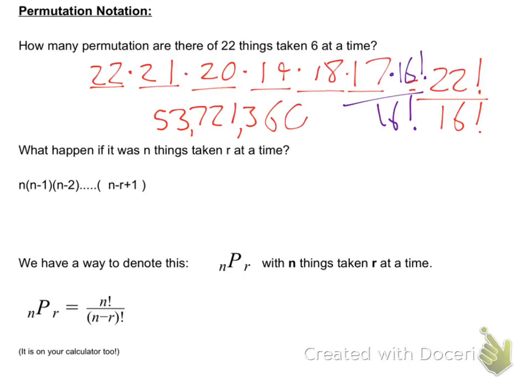So, we're going to have this thing called permutation notation. And permutation notation looks like this. It just basically says how many permutations of n things taken r at a time. So n, p, r. And when you do that, you're setting up that factorial thing. And that factorial thing is just n factorial divided by n minus r factorial. Boom.